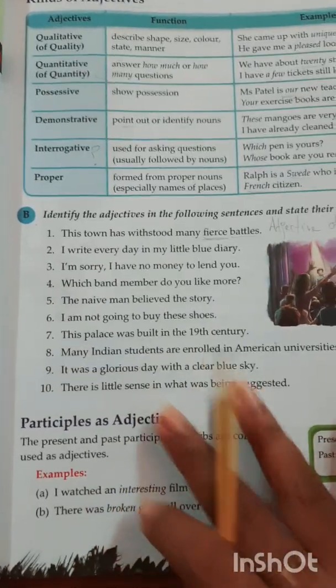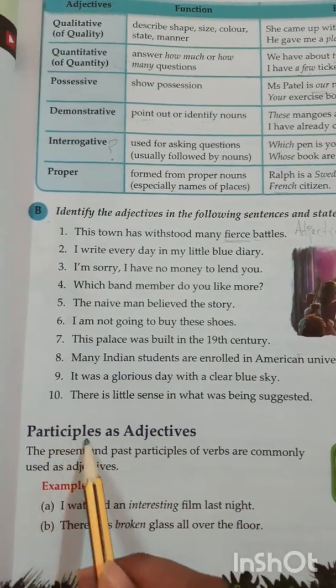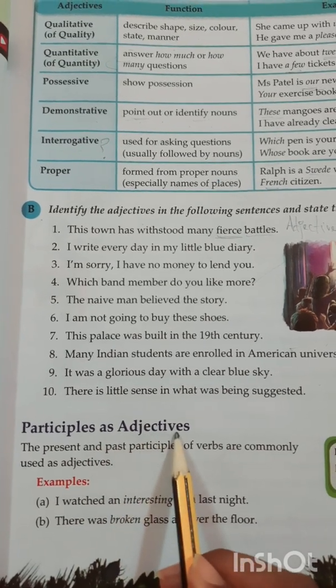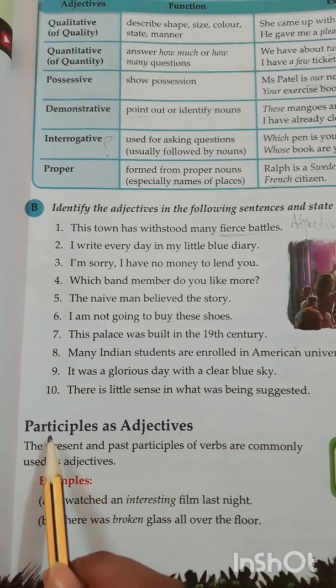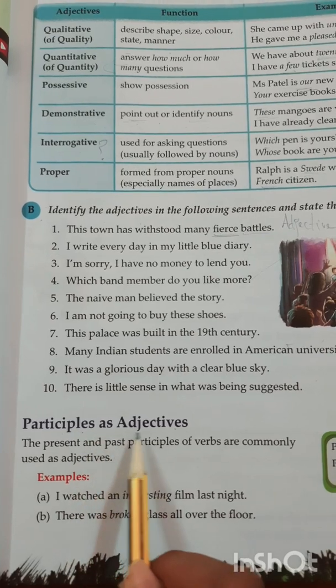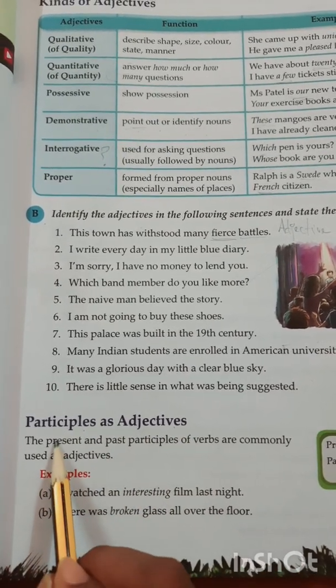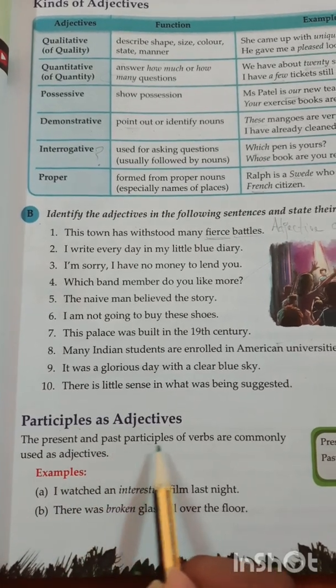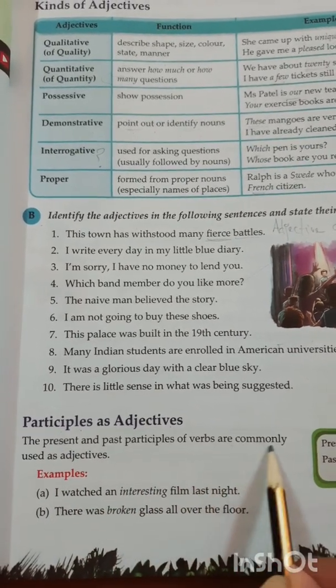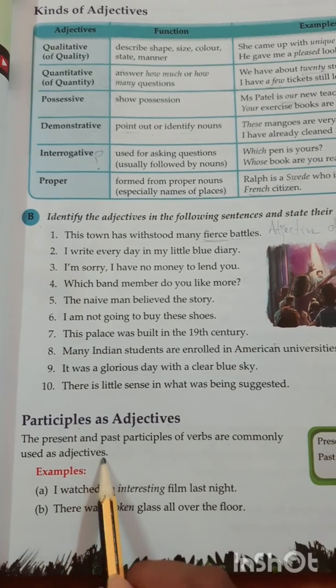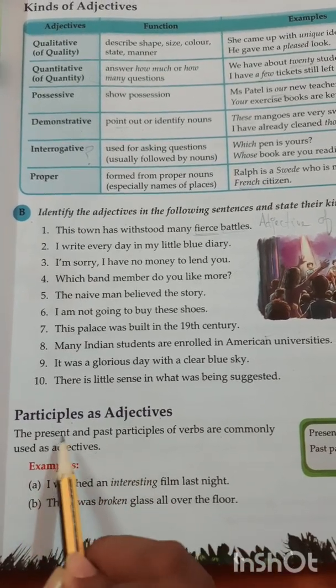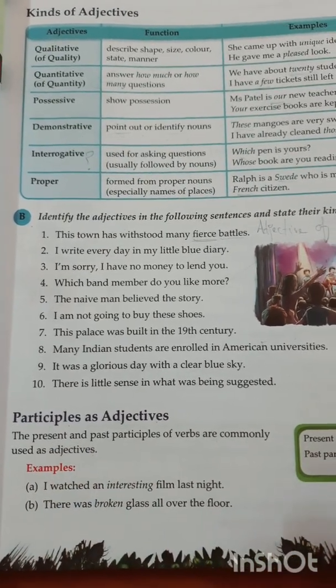Then here, participles as adjectives. We are going to see how participles are used as adjectives. The present and past participles of verbs are commonly used as adjectives. So do you know what the past participle and present participle of a particular verb are?